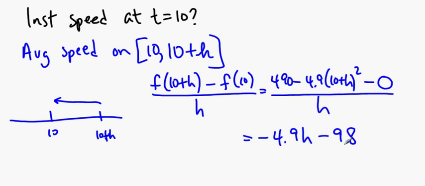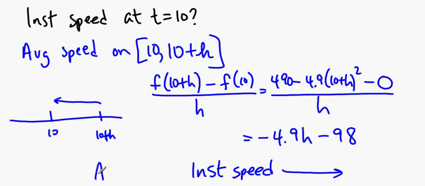But what I really want is the instantaneous speed. And the instantaneous speed is what happens as h gets closer and closer to 0. And the closer h gets to 0, the closer this gets to 0, and the closer the whole thing gets to negative 98 meters per second. Which means that as the ball hits the ground, its speed is 98 meters per second, and it's traveling down.